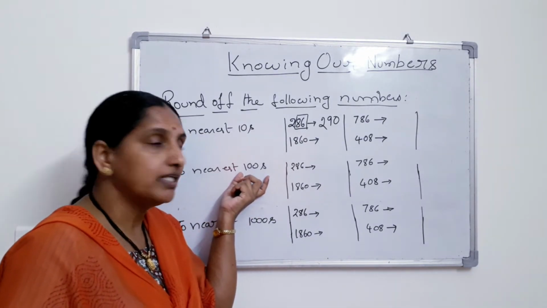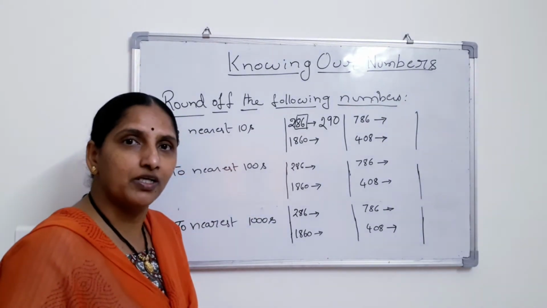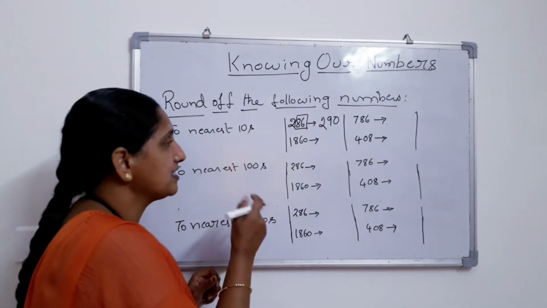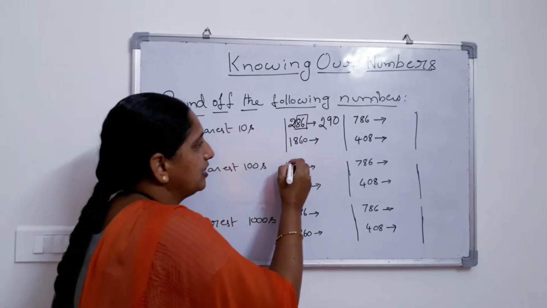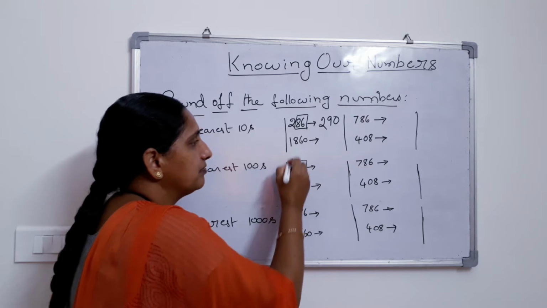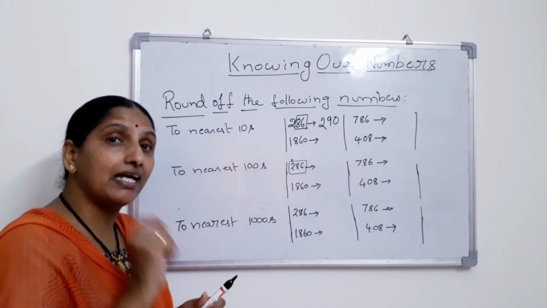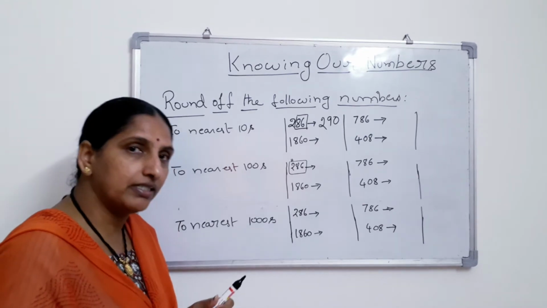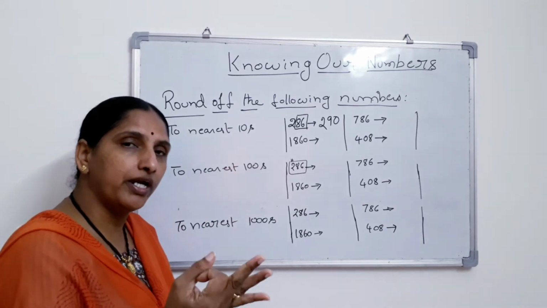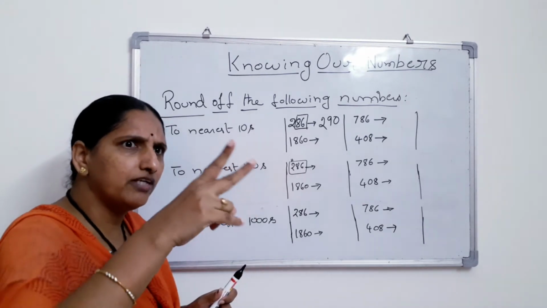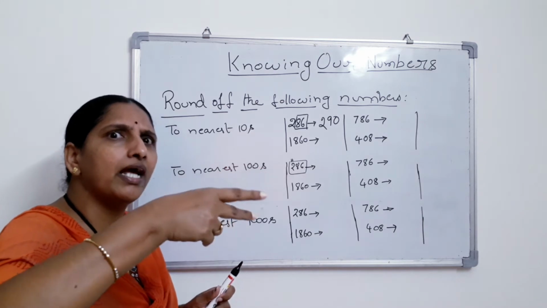Okay, right, now let us see the same number, how it behaves if we have to round it to the nearest hundreds. Hundreds means take the hundreds place, so the whole number comes here. 286. Where does it lie? Now skip counting by hundreds. 0, 100, 200, 300. So therefore it lies between 200 and 300.